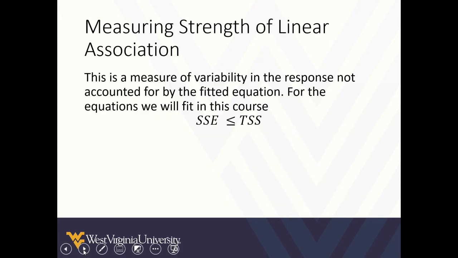And so for us, we then could calculate another measure of variation called SSR, but we'll talk about that in the next slide. Because in order to do that, we must first have an understanding of the relationship that exists between SSE and TSS. In this case, since SSE is the measure of variability in the response not accounted for by the fitted equation, that would imply that it must be less than or equal to the measure of variation for the entirety of the response.